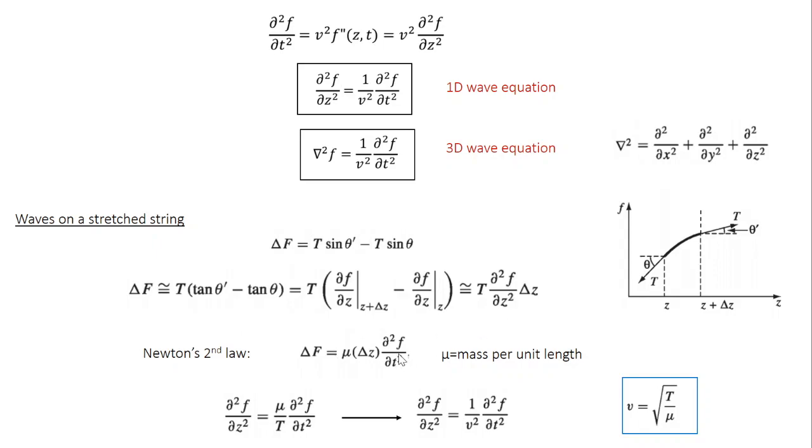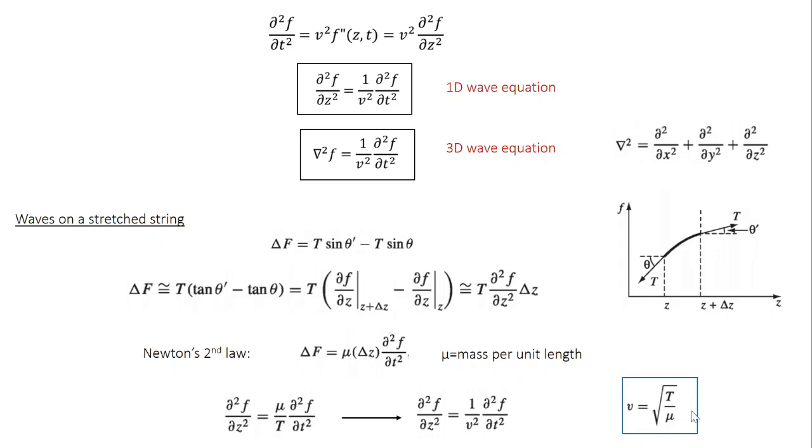You can equate these two and write T into ∂²f/∂z² Δz equal to μ into Δz ∂²f/∂t². Δz is common, cancel that, and rearrange the terms. You get ∂²f/∂z² equal to μ over T ∂²f/∂t². You can write this in the form of the standard equation ∂²f/∂z² equal to 1 over v² ∂²f/∂t², where v is nothing but square root of T over μ.